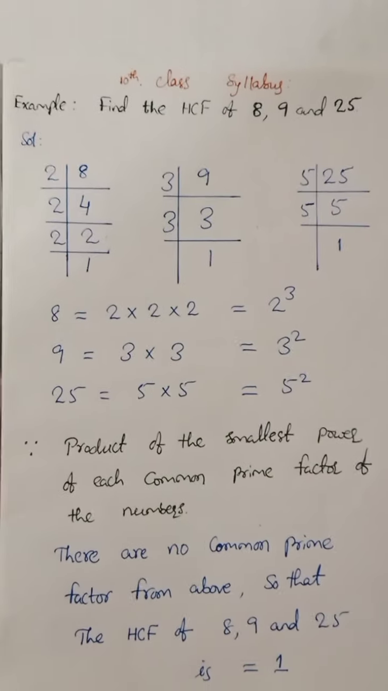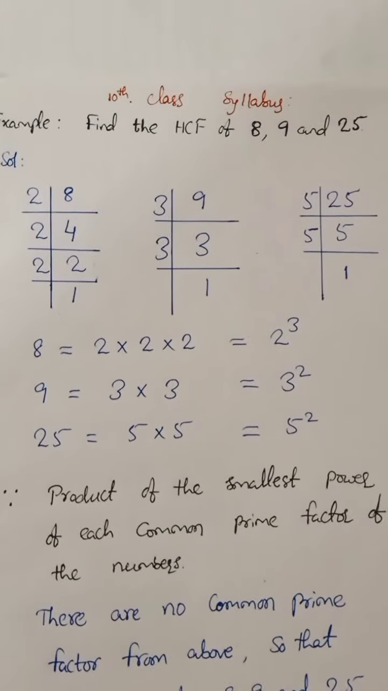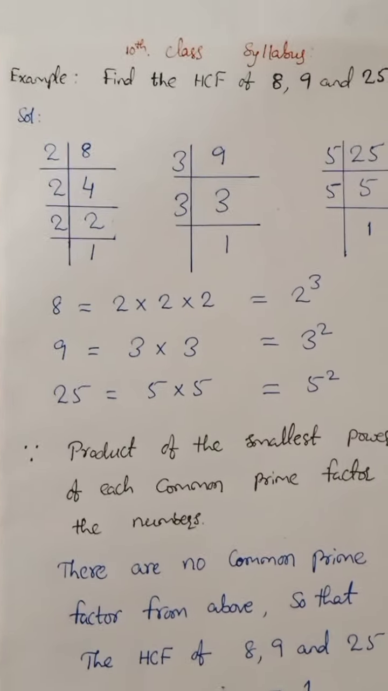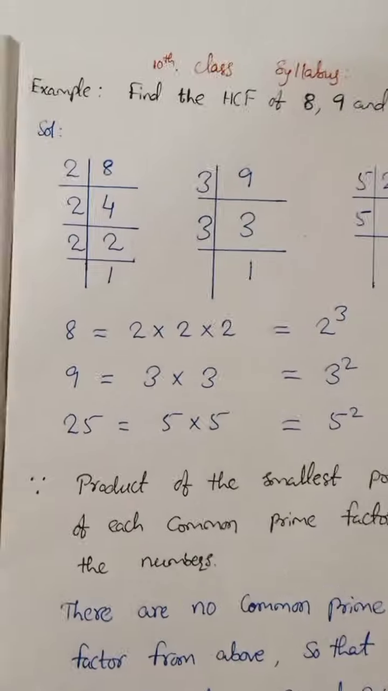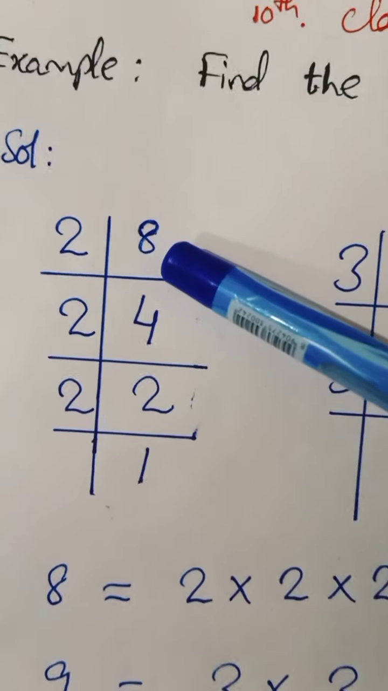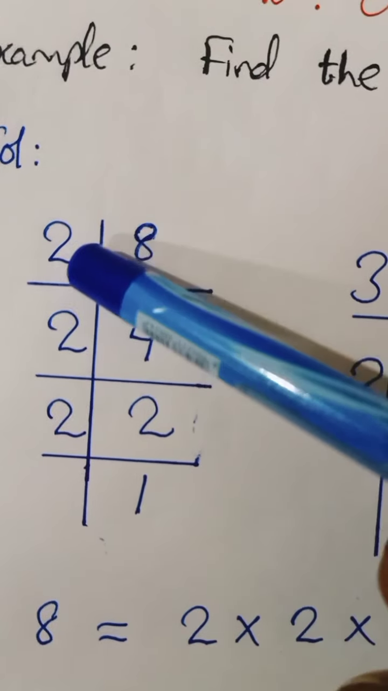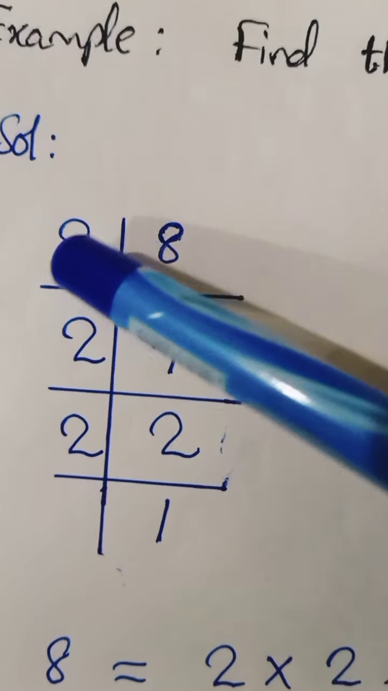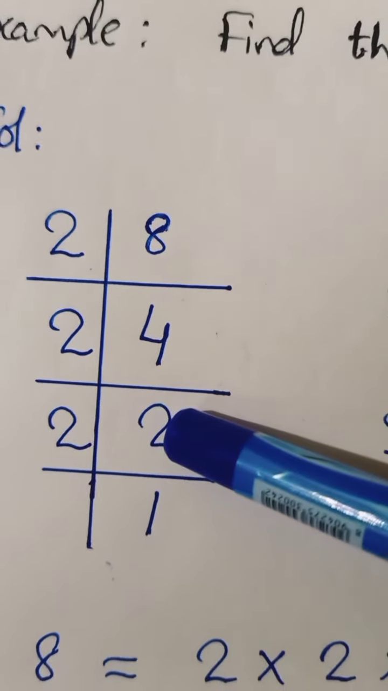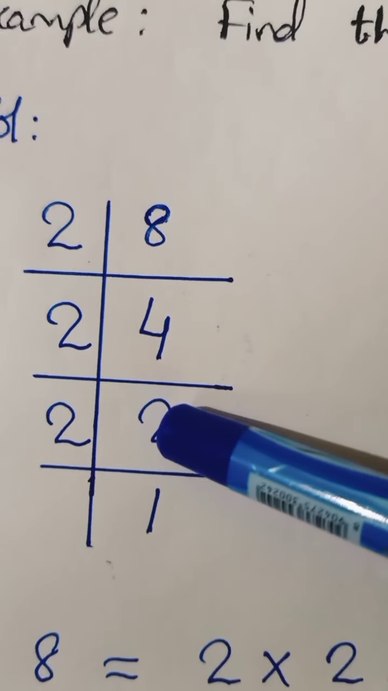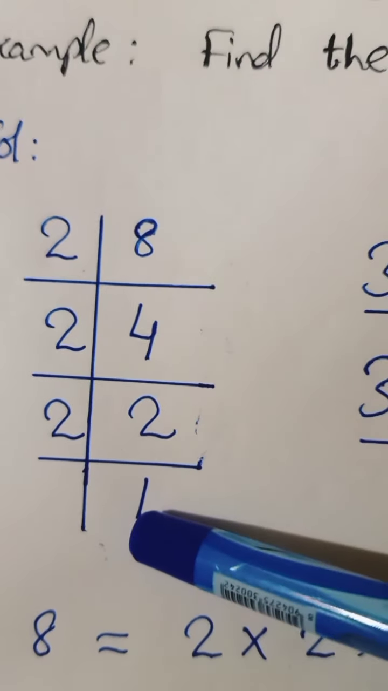Another example from the 10th class syllabus. Find the HCF of 8, 9 and 25. The first number is 8. The first prime number is 2. 8 divided by 2 gives 4. 4 divided by 2 gives 2. Next, 2 divided by 2 gives 1.